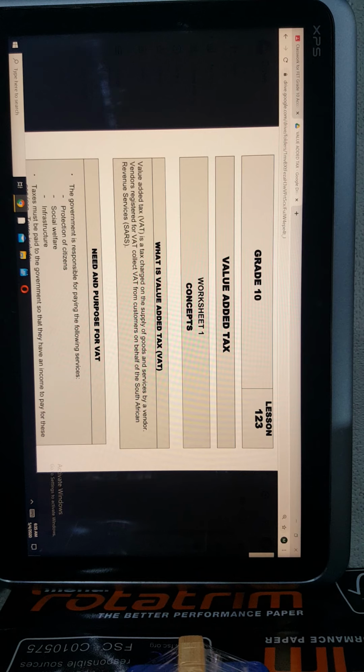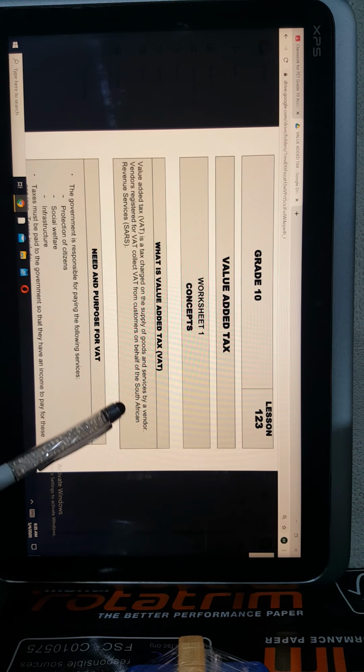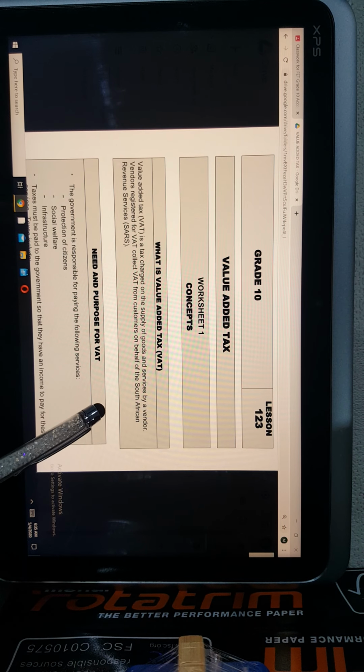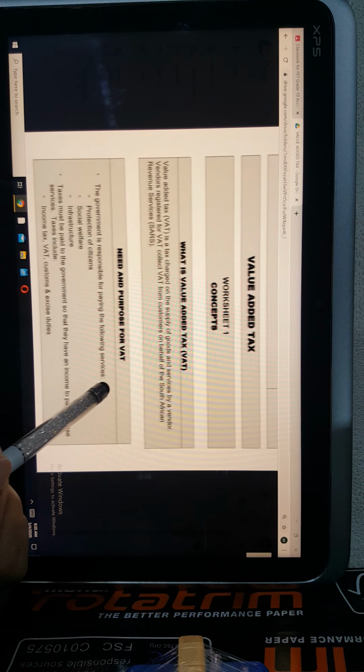So when we go to the shop and we're buying something from them, they charge us VAT on behalf of SARS, on behalf of South African Revenue Service, and then eventually they have to pay it to SARS, right? So the need and the purpose for VAT.